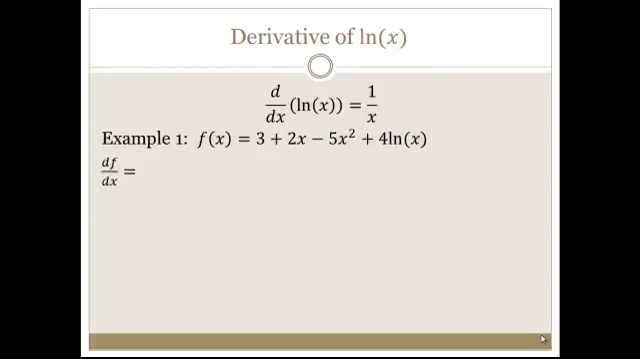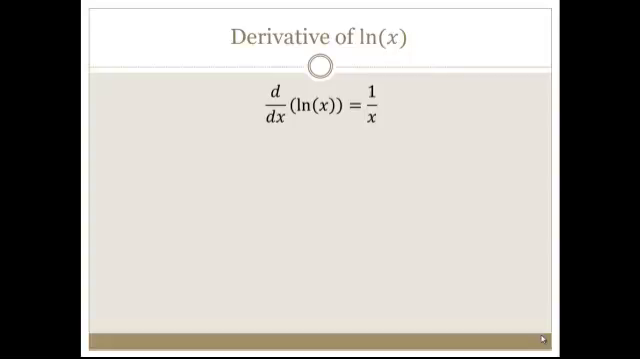The derivative of f with respect to x is 0, which is the derivative of 3, plus 2, which is the derivative of 2x, minus 10x, which is the derivative of negative 5x squared, plus 4 times 1 over x, which is the derivative of 4 times the natural log of x. So we get that the derivative of f with respect to x is 2 minus 10x plus 4 over x.